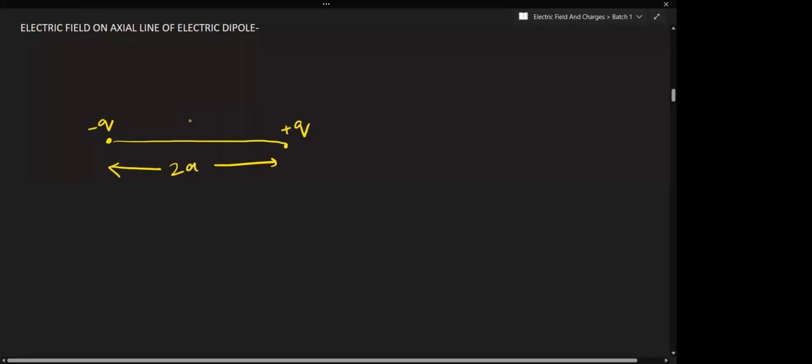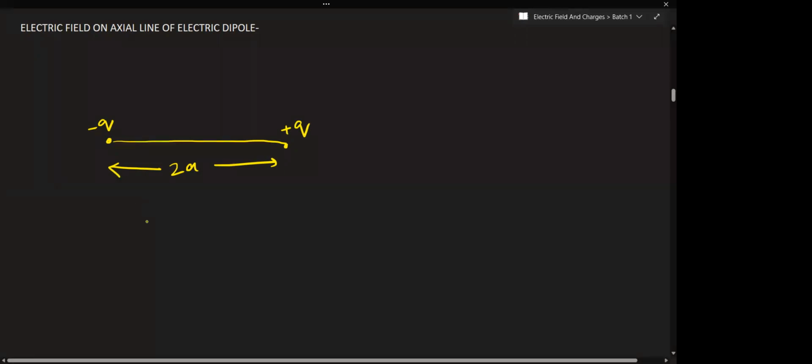So we have considered an electric dipole consisting of charges plus q and minus q, separated by distance 2a, placed in vacuum. On the axis means this. This is the axis. Whenever you consider a point on this axis, let's say I've taken a point P. This point P is located on the axis of this line.